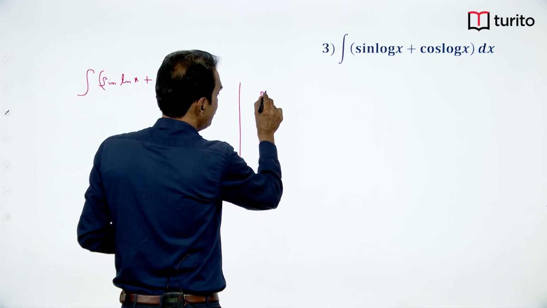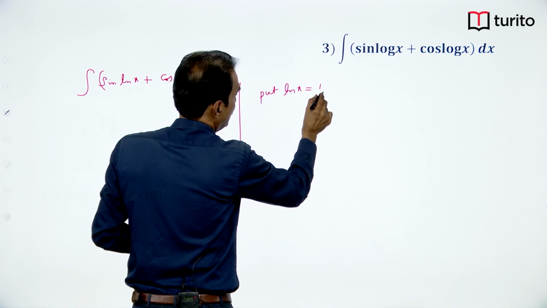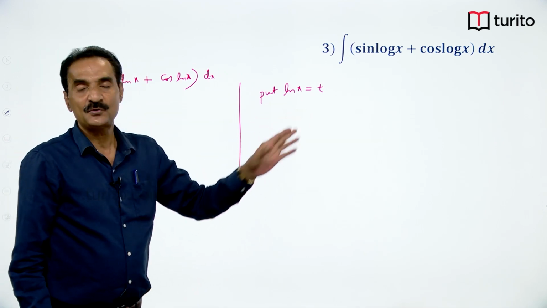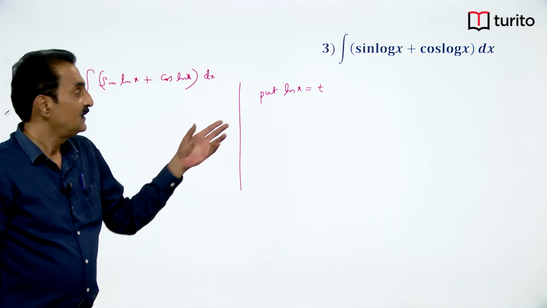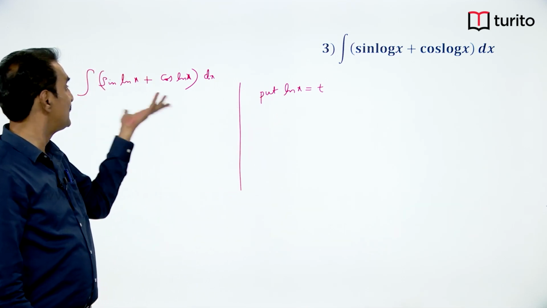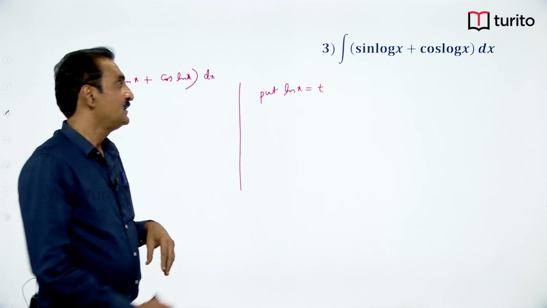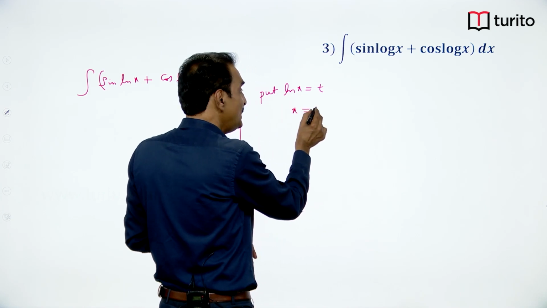Put ln x is equal to t. But when we substitute something as t, its derivative should be there in the integrand. But the derivative of ln x is 1 by x, and 1 by x is not there. Then immediately you write ln x is equal to t as x is equal to e power t.